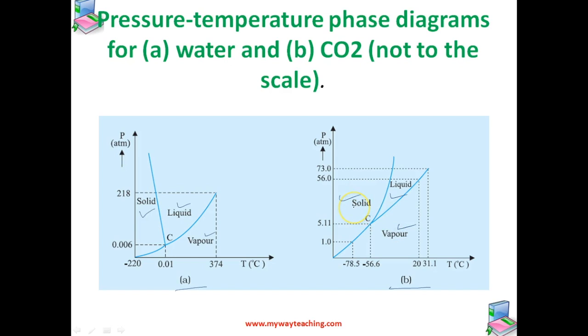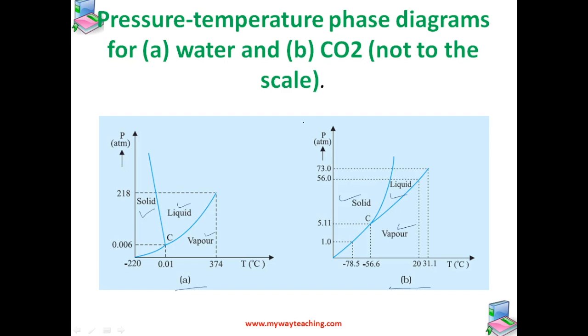The regions are separated by curves such as the sublimation curve and fusion curve as well as the vaporization curve. Okay. The points on the sublimation curve represent the states in which solid and vapor phases coexist. And the points on the sublimation curve BO represent the states in which solid and vapor phases coexist.